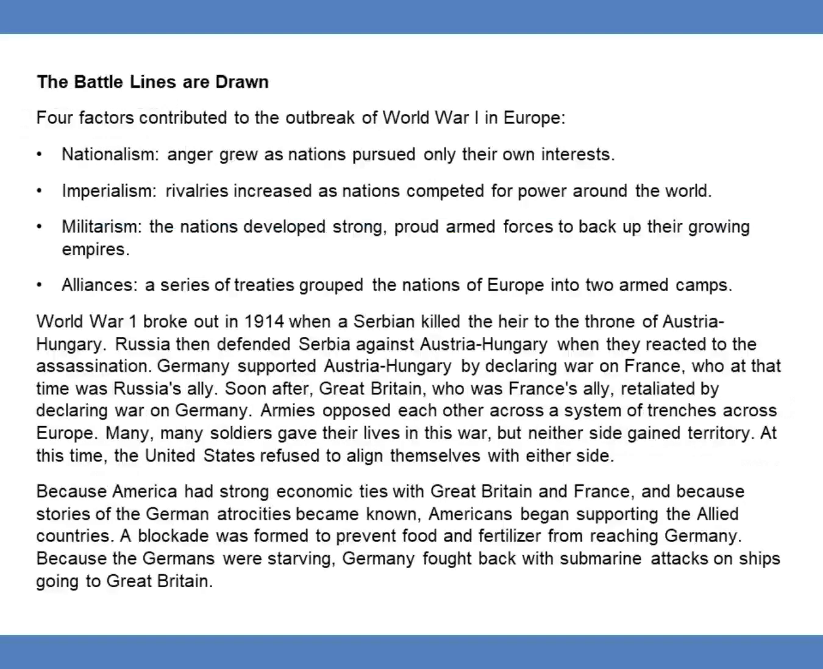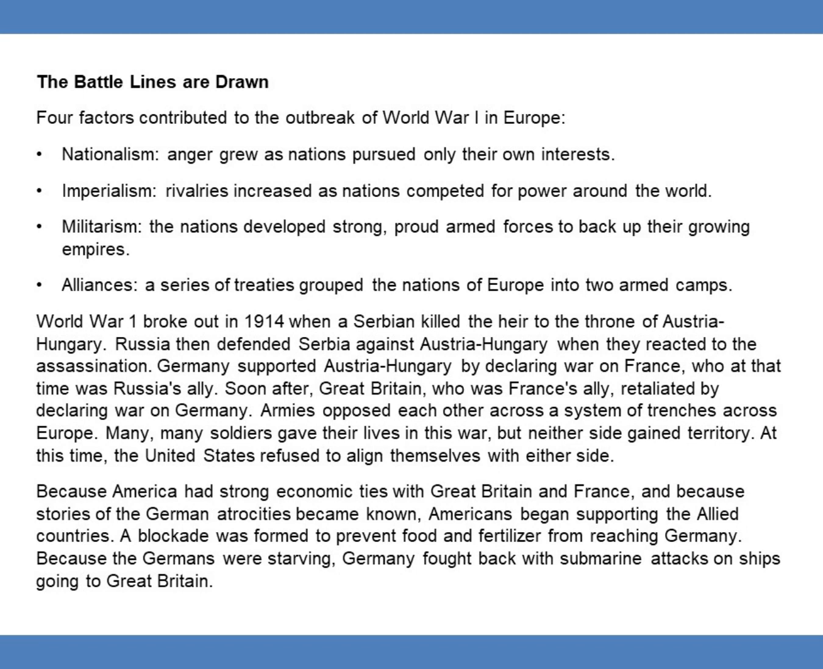The battle lines are drawn. 4 factors contributed to the outbreak of World War I in Europe: nationalism, anger grew as nations pursued only their own interests; imperialism, rivalries increased as nations competed for power around the world; militarism, the nations developed strong, proud, armed forces to back up their growing empires; alliances, a series of treaties grouped the nations of Europe into 2 armed camps.